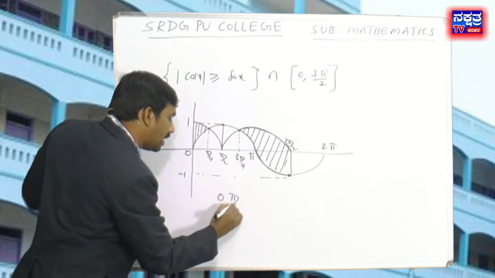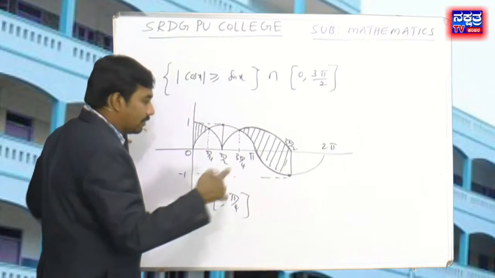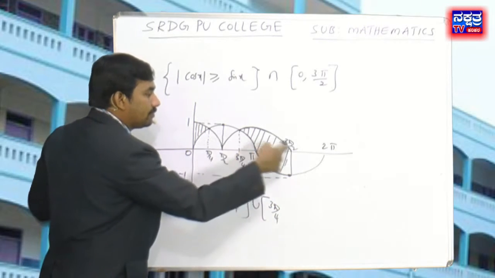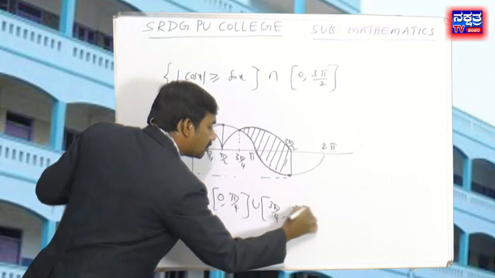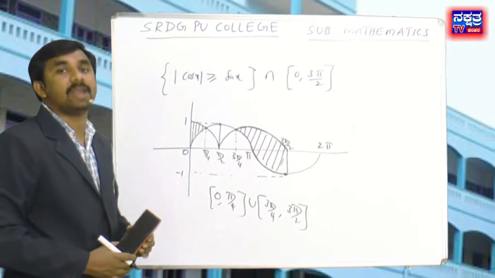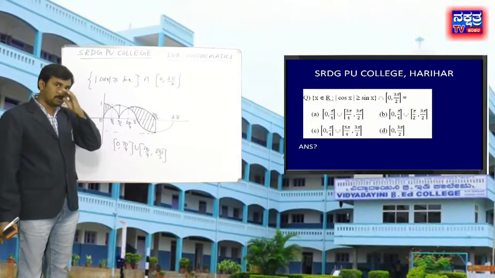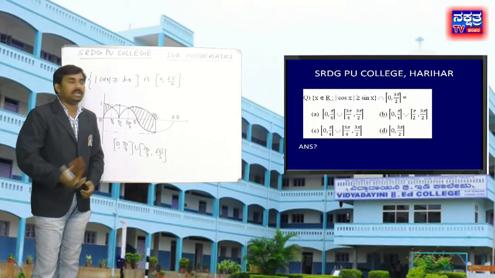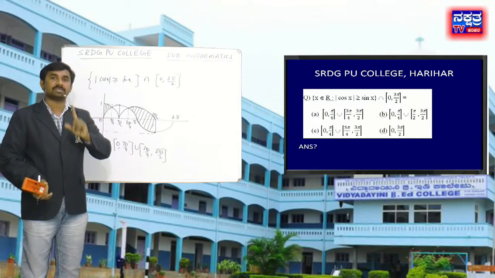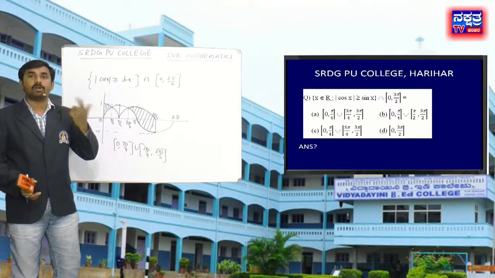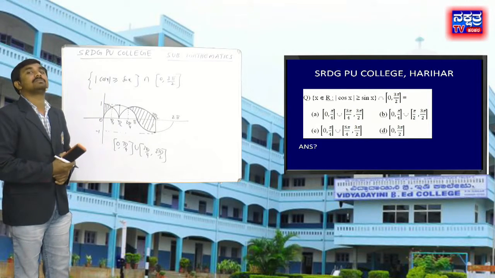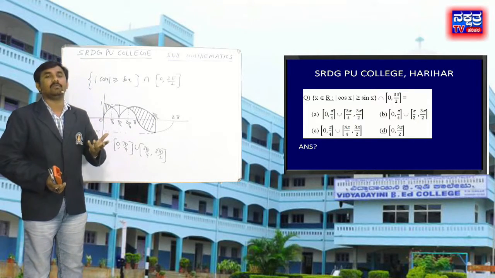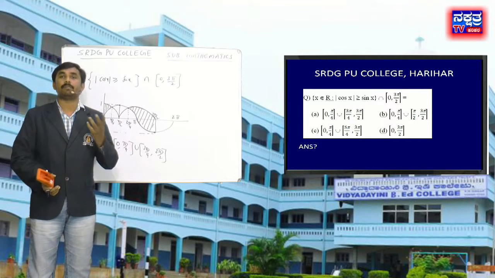0 to pi by 4, closed interval, union 3 pi by 4 to 3 pi by 2. So, this is the common range where mod cos x is greater than or equal to sin x from 0 to 3 pi by 2. So, it plays a very important role, sin x, cos x graphs and mod sin x, mod cos x graphs and one more, sin square x and cos square x graphs also. This should be perfect, then only we can identify immediately what the graphical problem is.